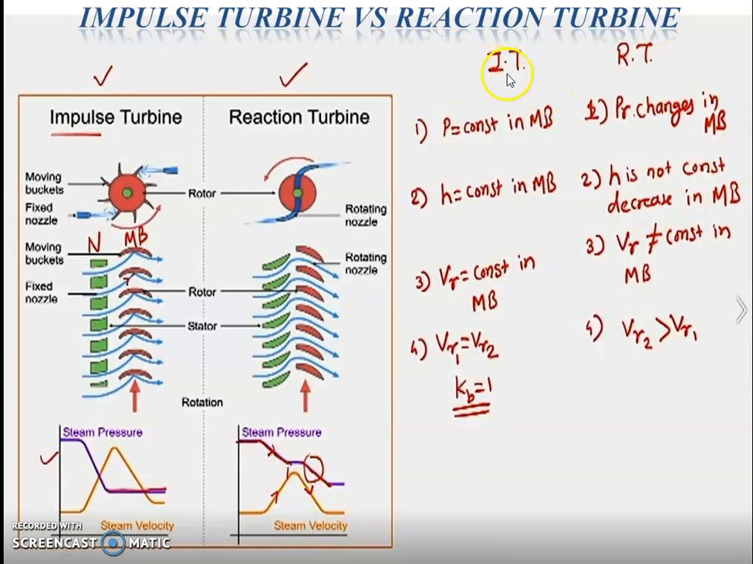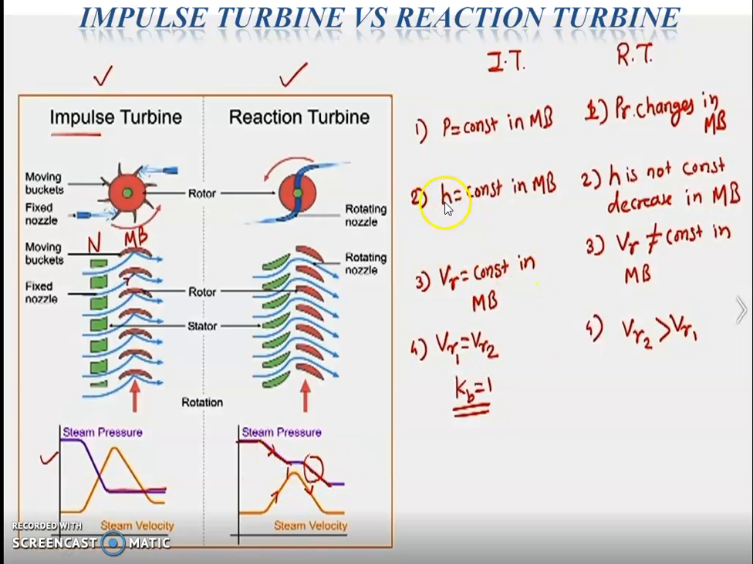From this impulse turbine and reaction turbine, the very important points are: in the impulse turbine the pressure is constant in the moving blade. There is no change in the moving blade. But in the reaction turbine, the pressure changes. The steam flows through the nozzle section and also the moving blade section, and the pressure changes happen in the reaction turbine.